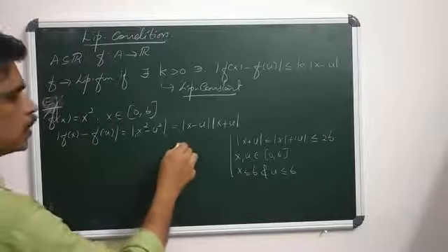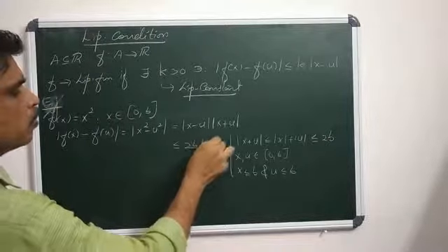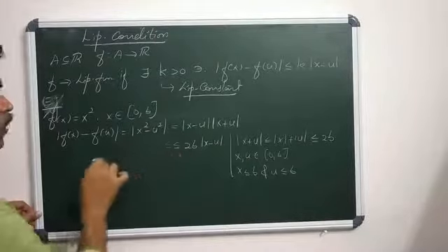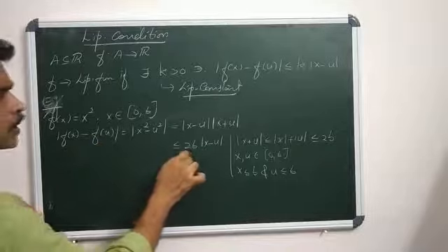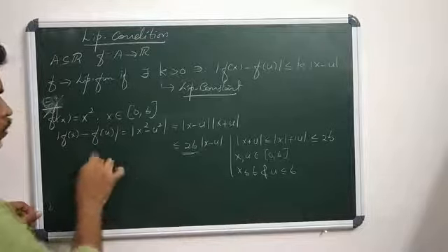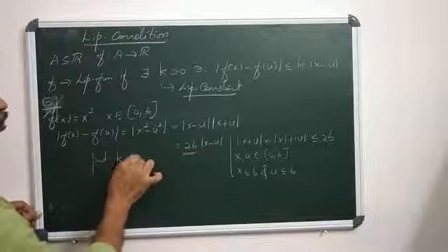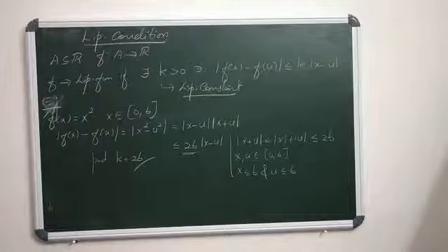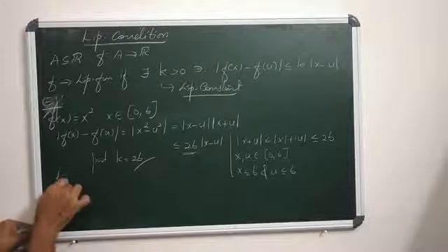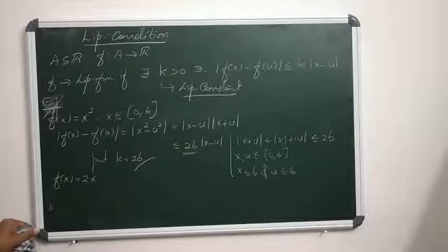So it is less than or equal to 2b times the modulus of x minus u. That means the modulus of f of x minus f of u is less than or equal to 2b times the modulus of x minus u. So k equals 2b, hence f is a Lipschitz function with Lipschitz constant k equals 2b. Agree? Suppose f of x equals 2x, that's immediate. Consider f of x equals 2x, where x belongs to the closed interval [0, b].